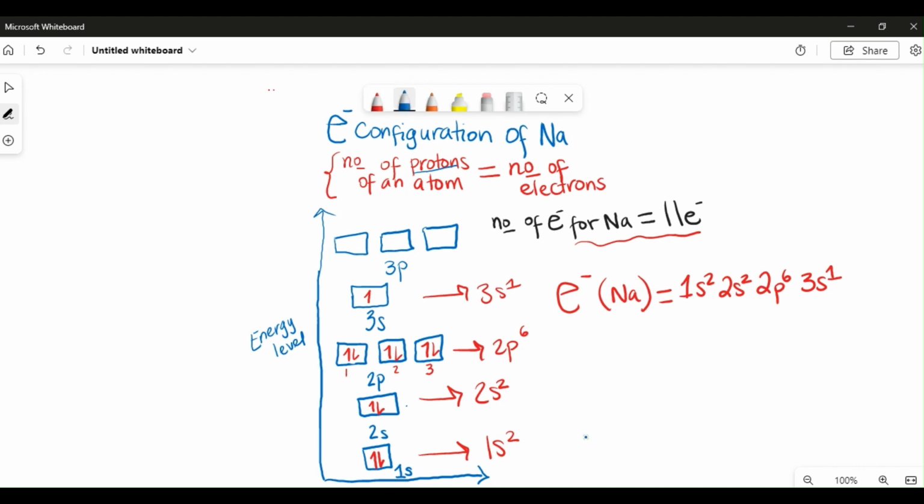You would notice that in order for you to be sure that you've done it right, you're going to add up all the electrons up top, and they have to add up to the number of electrons, 11. So you have 2 plus 2 is 4, 4 plus 6 is 10, 10 plus 1 is 11. Hence, we've done our electron configuration right, provided you follow the order from the lowest energy level up until where the electrons are used up.